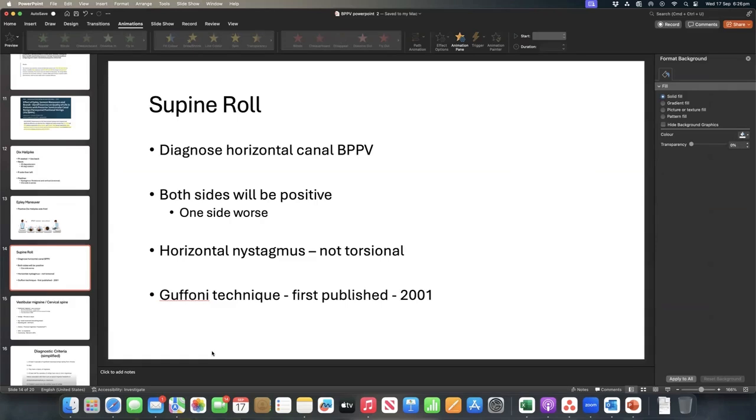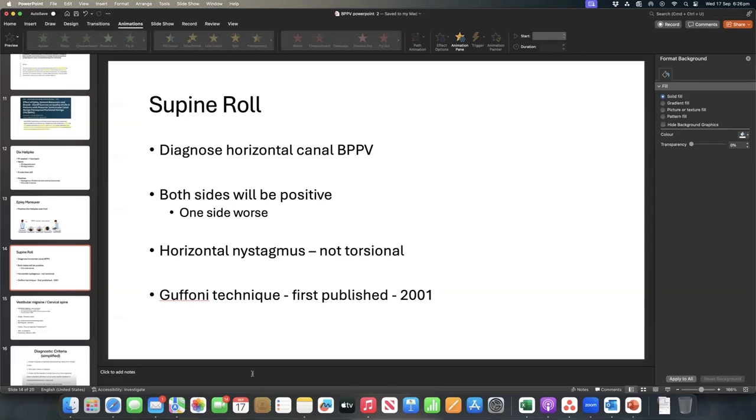So the two basic tests, if you just want to diagnose BPPV, is the Dix-Hallpike, and if the Dix-Hallpike is negative, then you check the supine roll. Dix-Hallpike will have that torsional nystagmus. The supine roll will have the horizontal nystagmus and will indicate the horizontal canal.